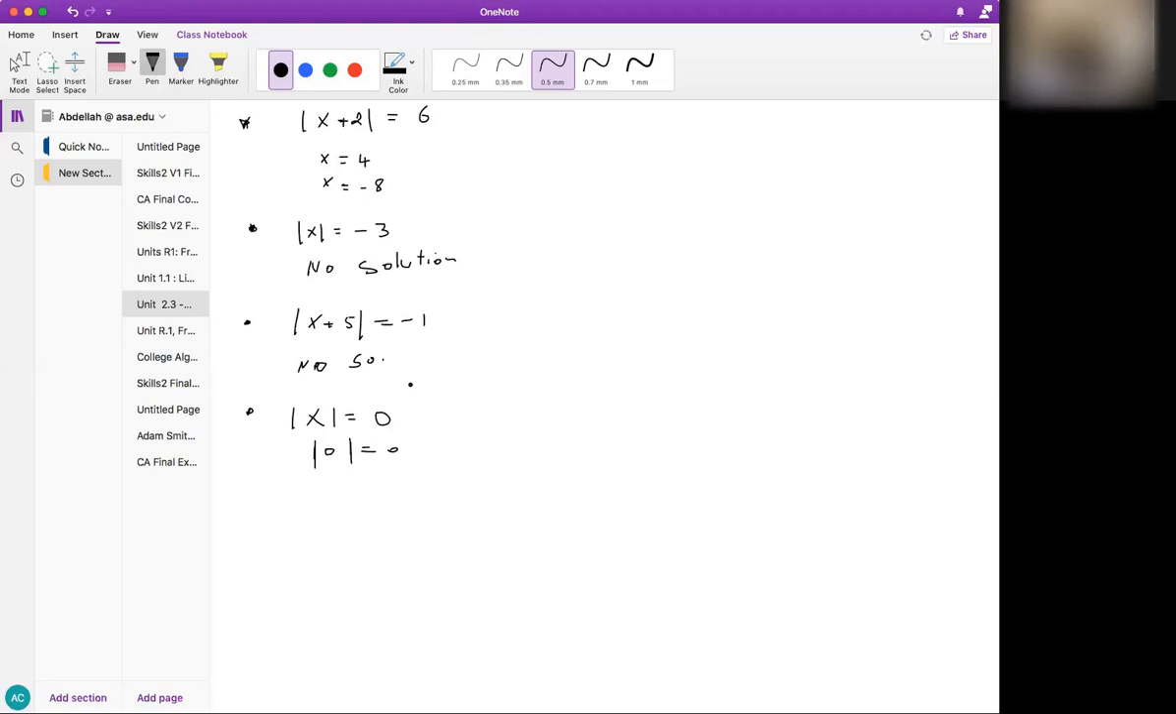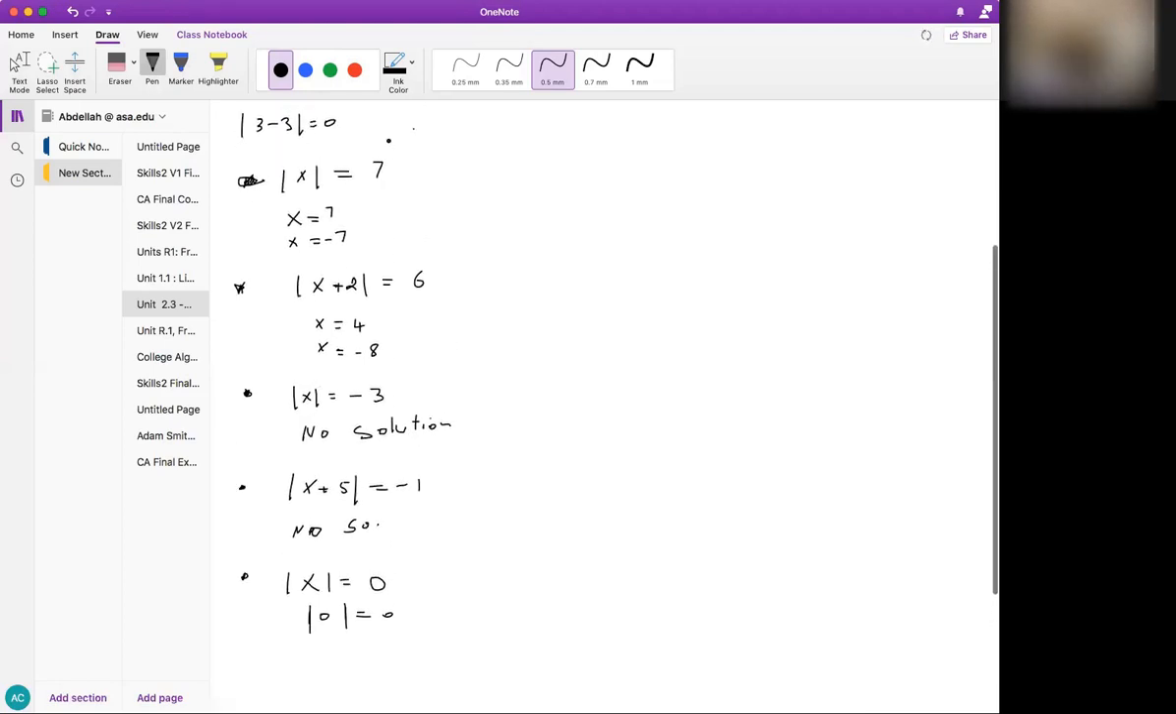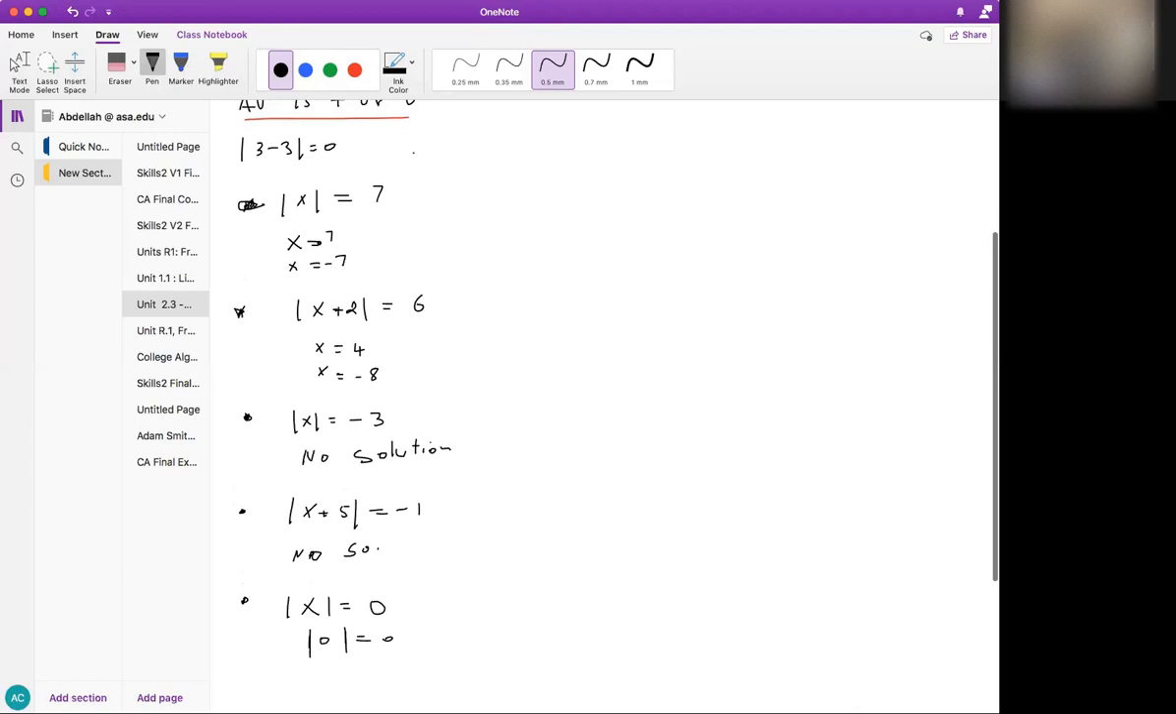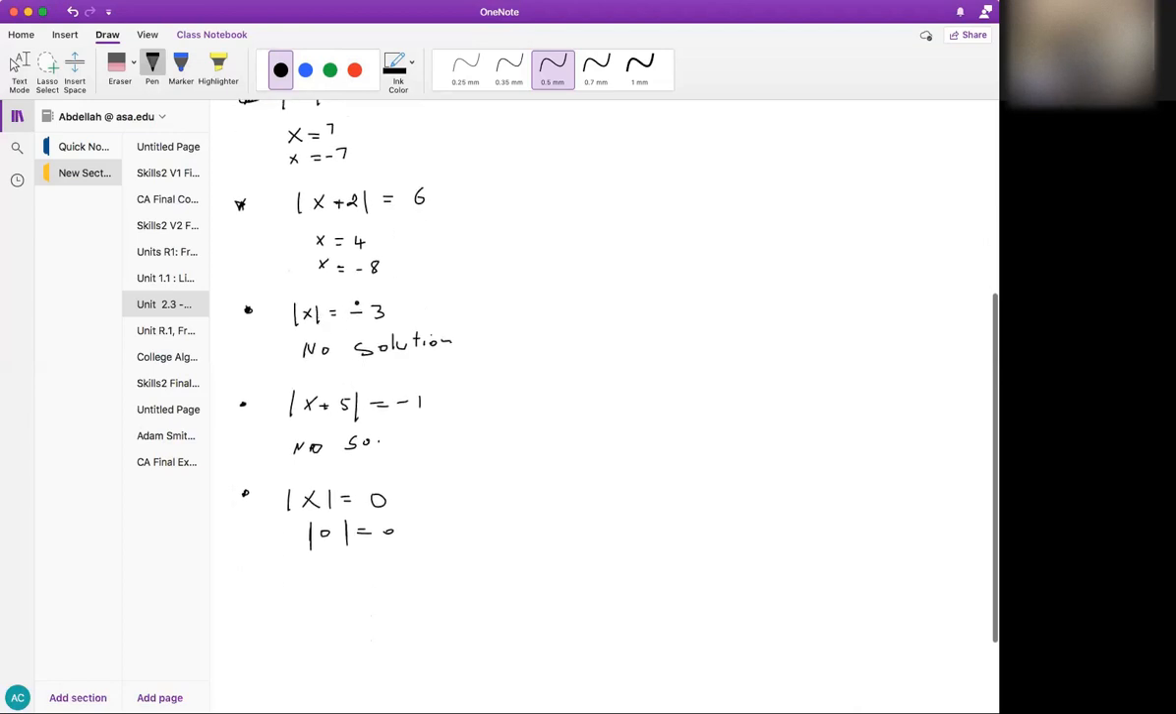So it's basically all the possible cases. You could have a positive number here. If you have a positive number, because the absolute value is always positive, you get two solutions. If you have an absolute value that's equal to a negative, there is no solution, none. But if the absolute value equals 0, you have exactly one solution. So x is 0.